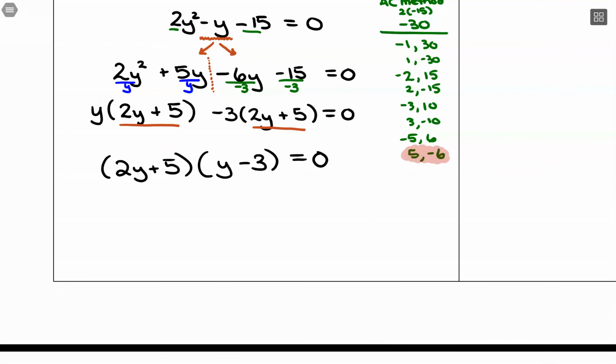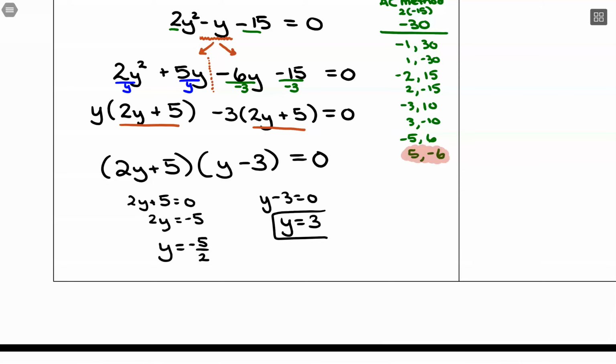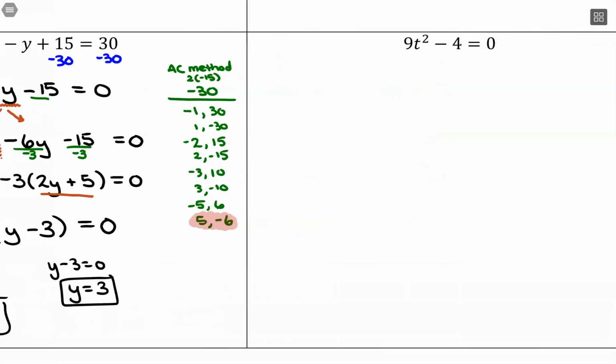But now I have my factored values, and I can see that this has to equal 0 or this has to equal 0. So I'll have 2y plus 5 equals 0. I'll subtract 5 from both sides, divide by 2. So y is negative 5 halves. And then y minus 3 has to equal 0. Add 3 to both sides, y equals 3. So there's a review of our AC method and factoring by grouping to get to solving that quadratic equation.